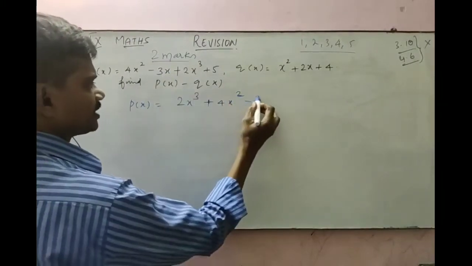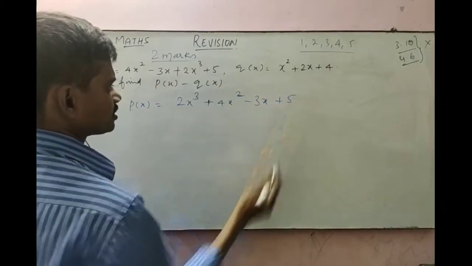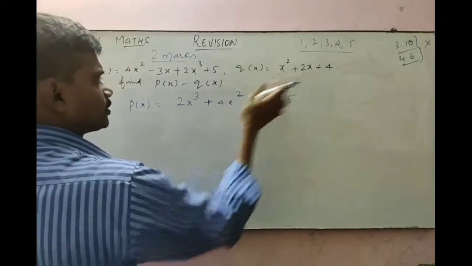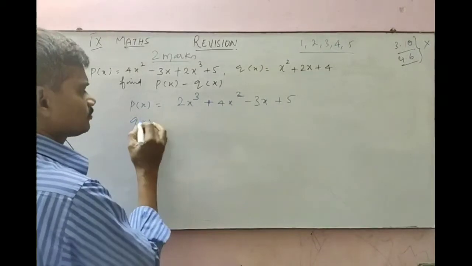Next the x term, minus 3x. The last one is the constant term. Cube term, x square term, x term and constant term. Now I am going to write the Q of x. What is the Q of x here?